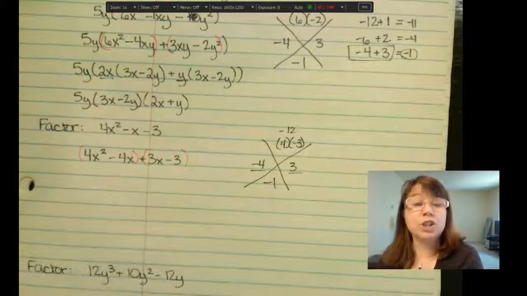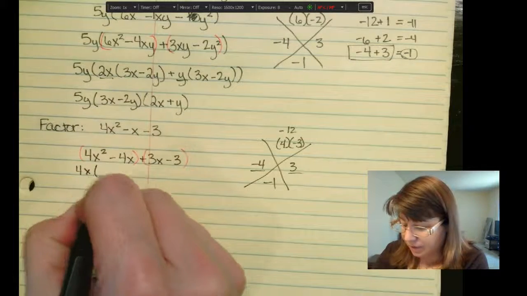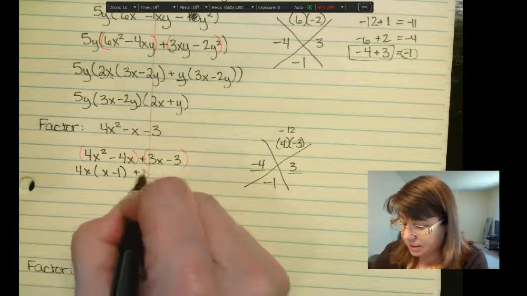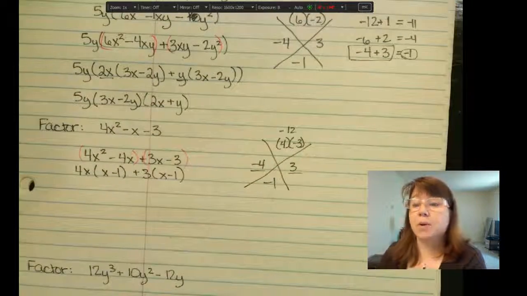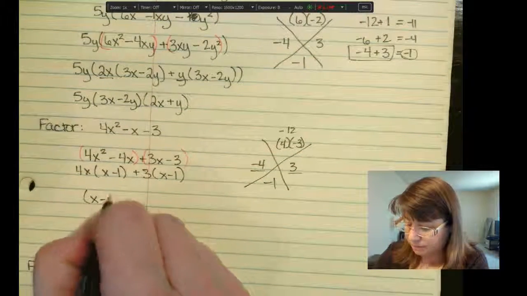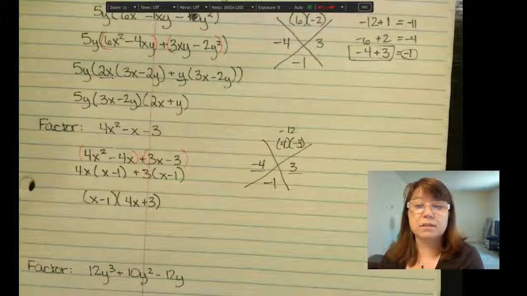Pull out what each group has in common. A 4x, leaving behind x minus 1, plus 3x minus 1. And now I can definitely see they both have an x minus 1 in common. So x minus 1, 4x plus 3. And I'm done.